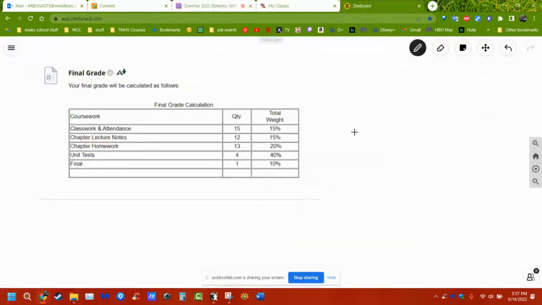All right, well, I guess I'll just do it now and then. So here's the grade calculations, I believe. There's the attendance, which I don't really worry about at this moment, which is 15%. The lectures are 15%. The homework is 20%. Tests are 40%. And the final is 10%.